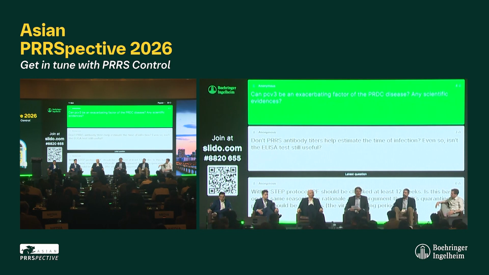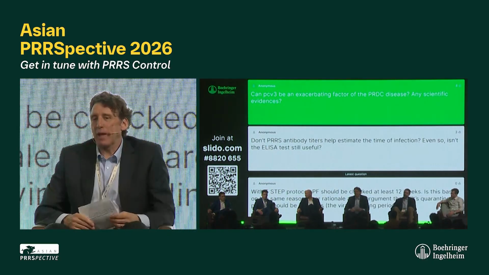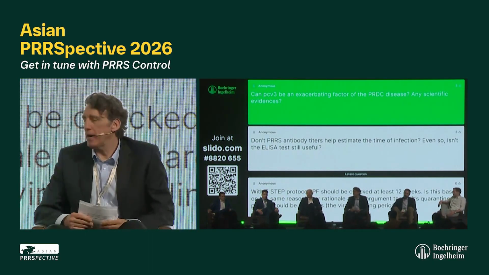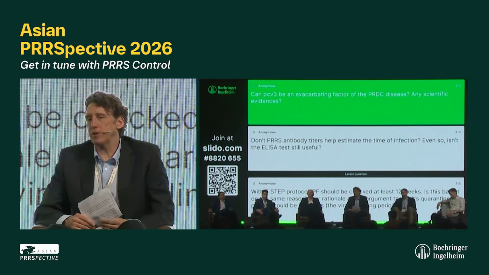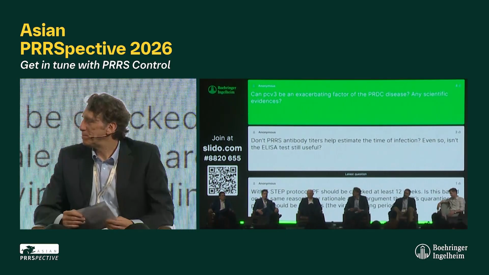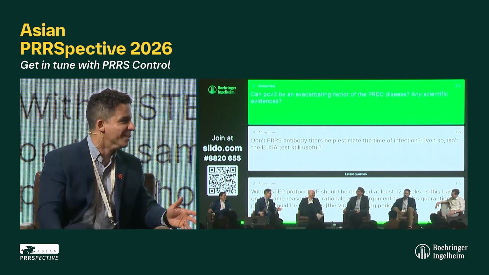Okay. So back to our least favorite virus, PCV3. Can PCV3 be an exacerbating factor in PRDC, in porcine respiratory disease complex? Any scientific evidence? Could it be? Yes. Do we have any evidence? No. That's the short answer.